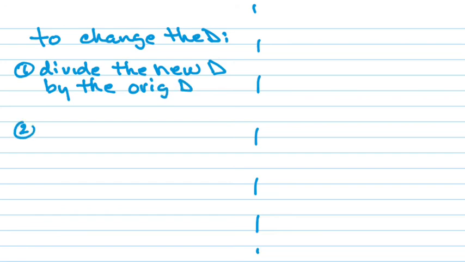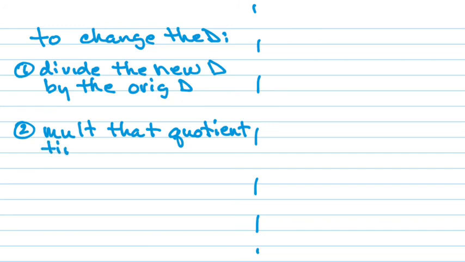Second, multiply that quotient. And why do I call it a quotient? It's the answer when you do what? What is a quotient? The answer when you divide. The answer when you divide is called a quotient. Times the numerator. Because you're not allowed to change the denominator without also changing the numerator.